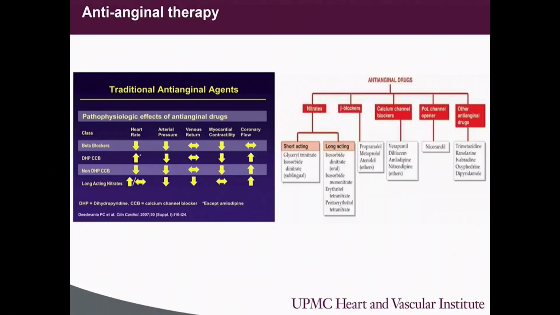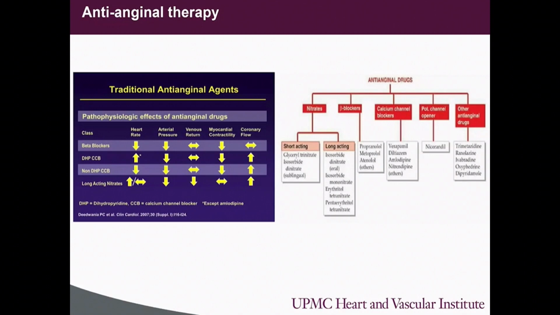In terms of anti-anginal therapy, it's important to think about all the different tools that we have. There's beta blockers, both types of calcium channel blockers, long-acting nitrates such as isosorbide mononitrate, as well as other anti-anginal drugs like ranolazine. So typically it's important to add beta blockers in these patients.